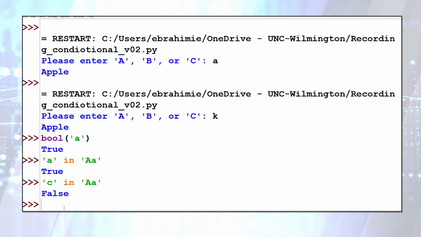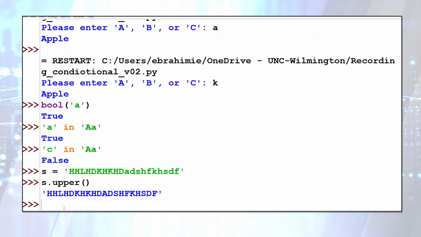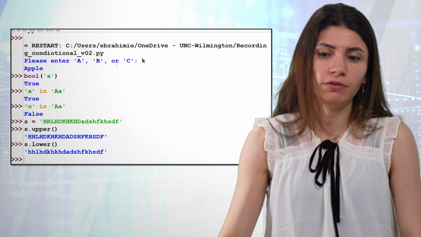Actually, let's go ahead and create a variable. Let's say I have this string, and it has some uppercase, some lowercase characters in it, all right? If I want you to convert all of the characters in this string to uppercase, I have this method, the name of the method with parentheses, and it's going to convert everything to uppercase. Or if I want to convert all of the characters to lowercase, it's going to convert everything to lowercase for you.